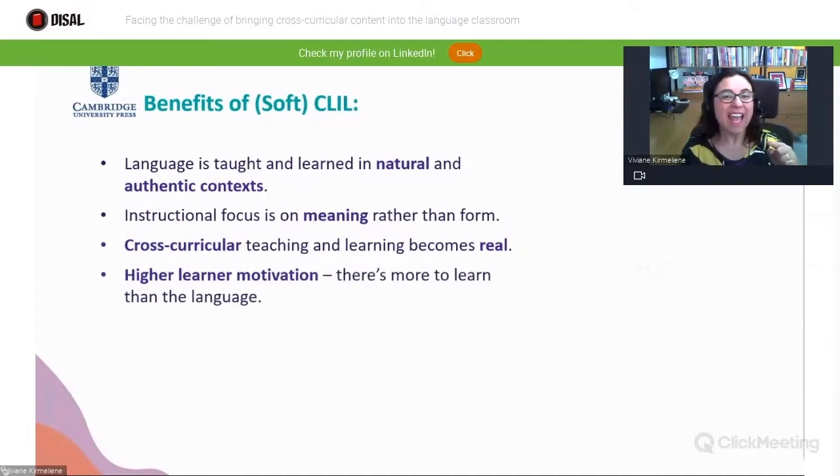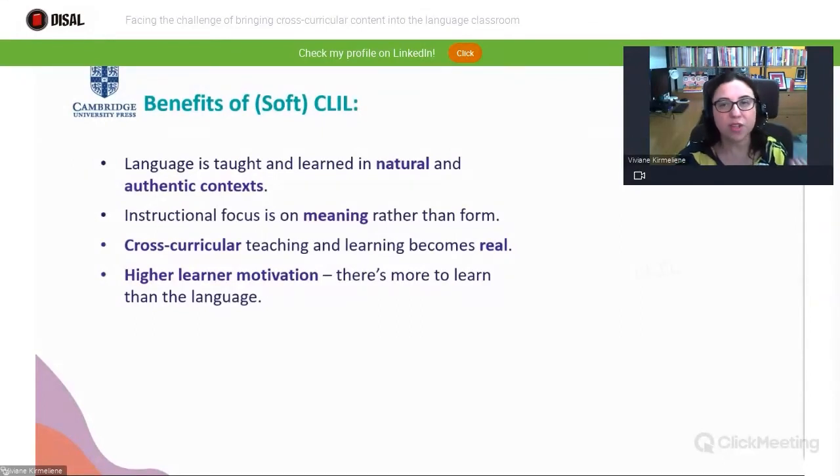And then, as a consequence of the fact that we're working with language in natural and authentic context, there's higher learner motivation. Students feel more motivation because there's more to learn than the language. Okay, of course, maybe not all the students like a certain subject, but if you go to kindergarten, for example, and you start talking about the dinosaurs, the different types of dinosaurs, for example, their features, I'm sure that lots of boys and girls will go crazy.